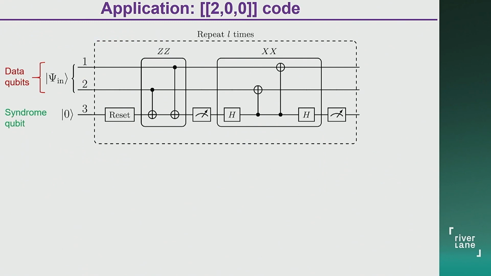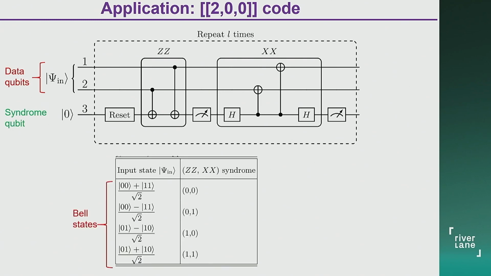As an example, we consider applying our noise model to the simplest quantum error correcting code, the 2-0-0 code. It has 2 physical data qubits, encodes 0 logical qubits, and has 0 distance. Basically, it has data qubits in Bell states, stabilized using ZZ and XX stabilizers, and each of the Bell states has unique syndrome measurements.